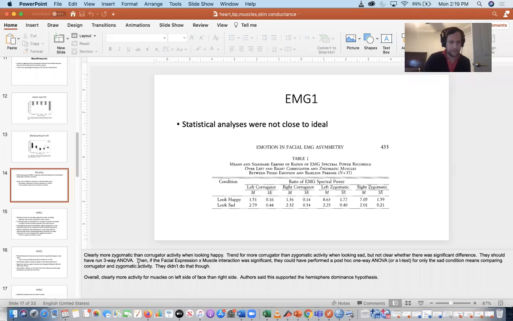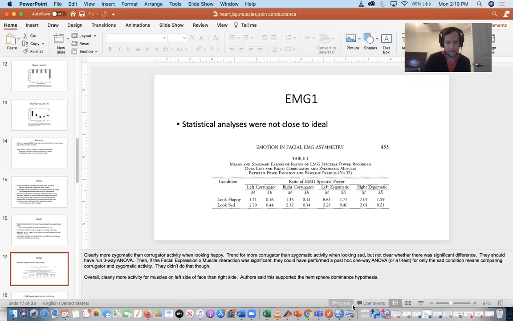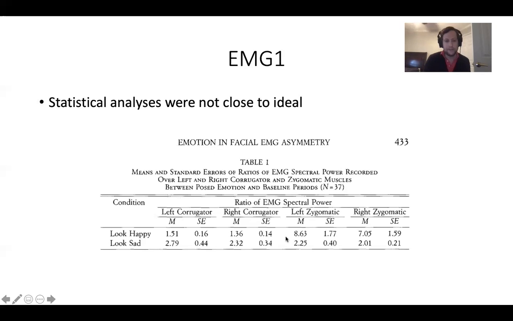I'm trying to remember if I put anything in the notes. Yeah, I do have some stuff in the notes. There's clearly more activity when people are happy. There's clearly more activity in the zygomatic muscles compared to the corrugator muscles right here.